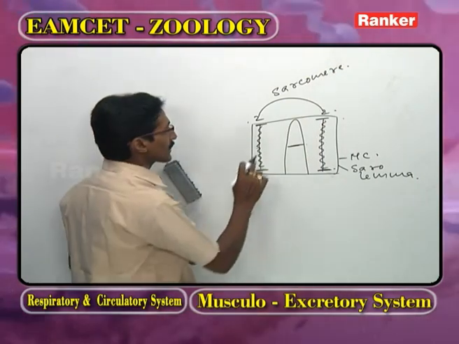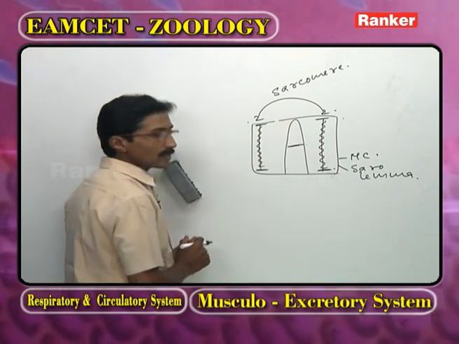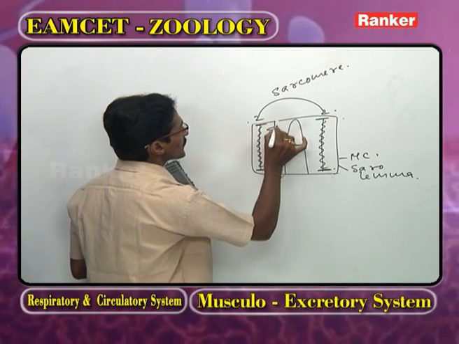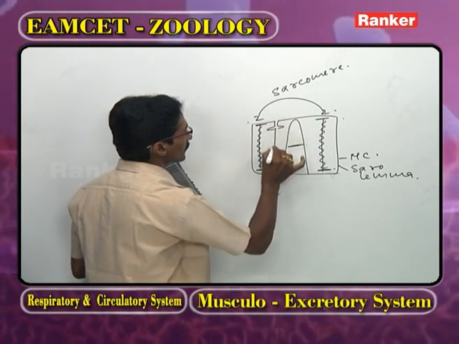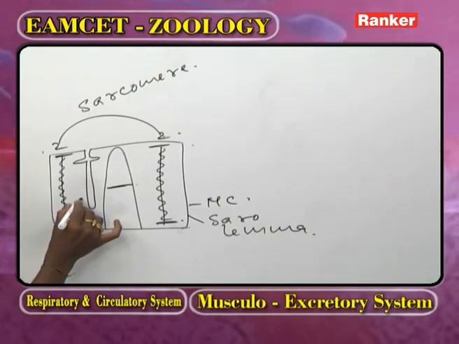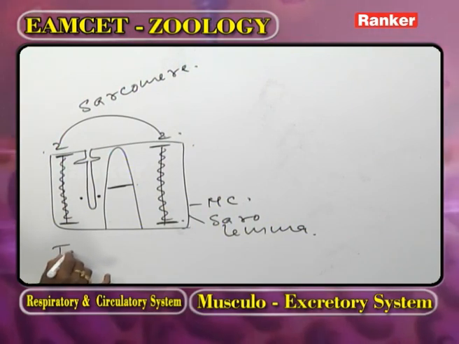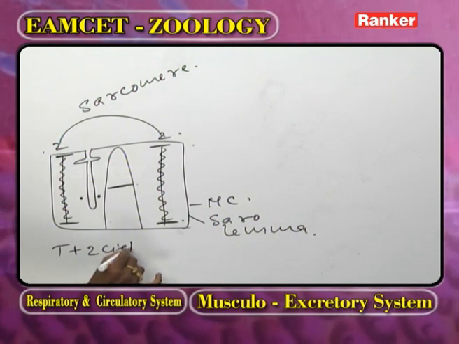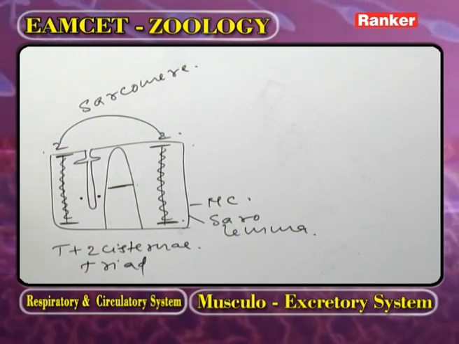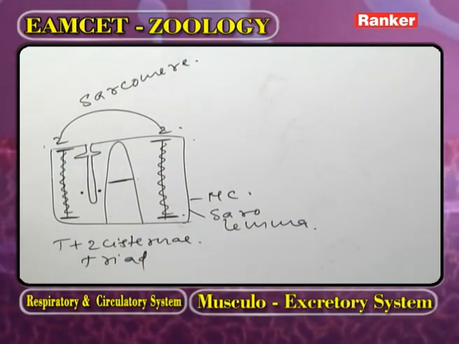Now in case of mammals, between I and A, the sarcolemma undergoes folding or invagination. You observe, we are getting a T-shaped tubule. On either side, two cisternae. Okay, one T tubule plus two cisternae, that we call a triad. Now, between I and A, triad.